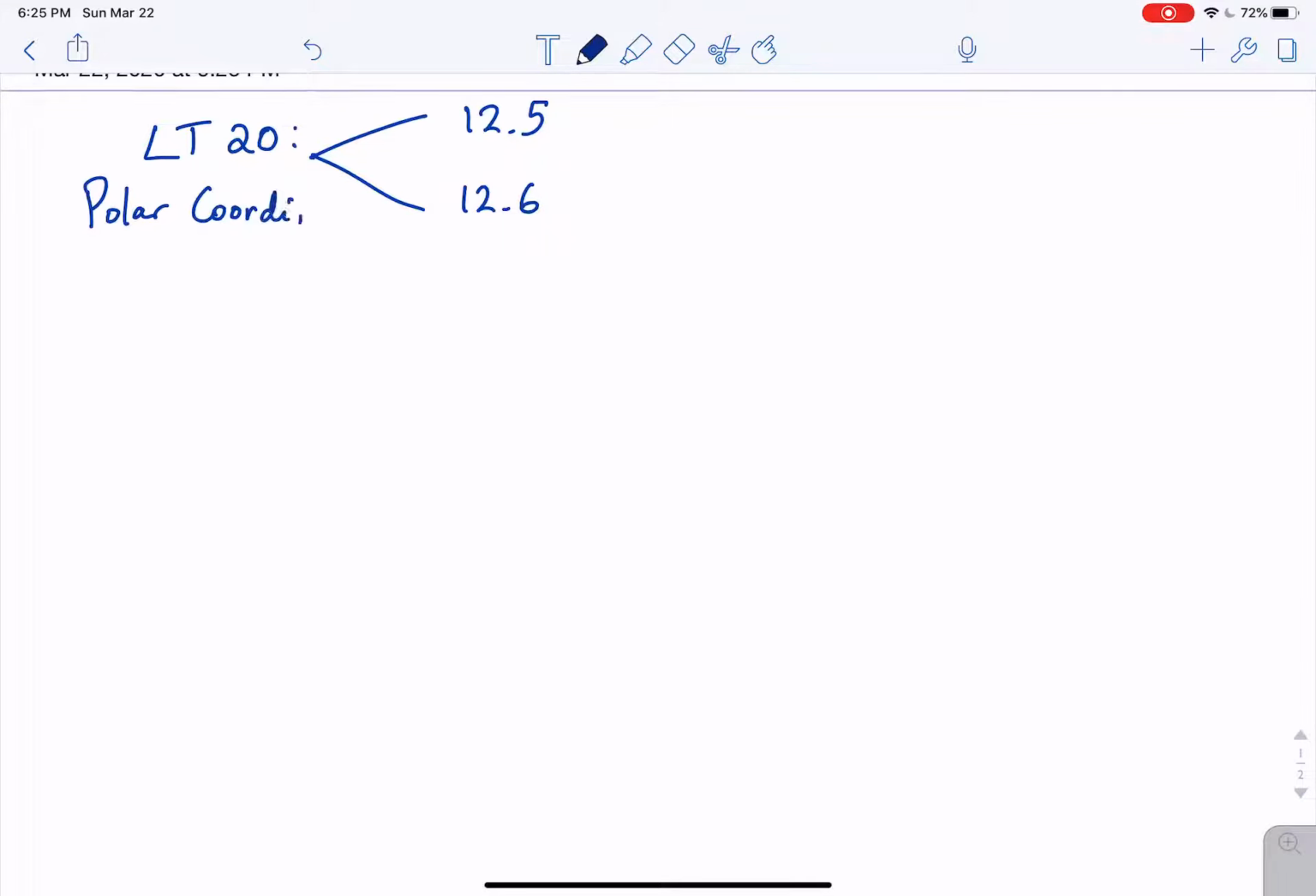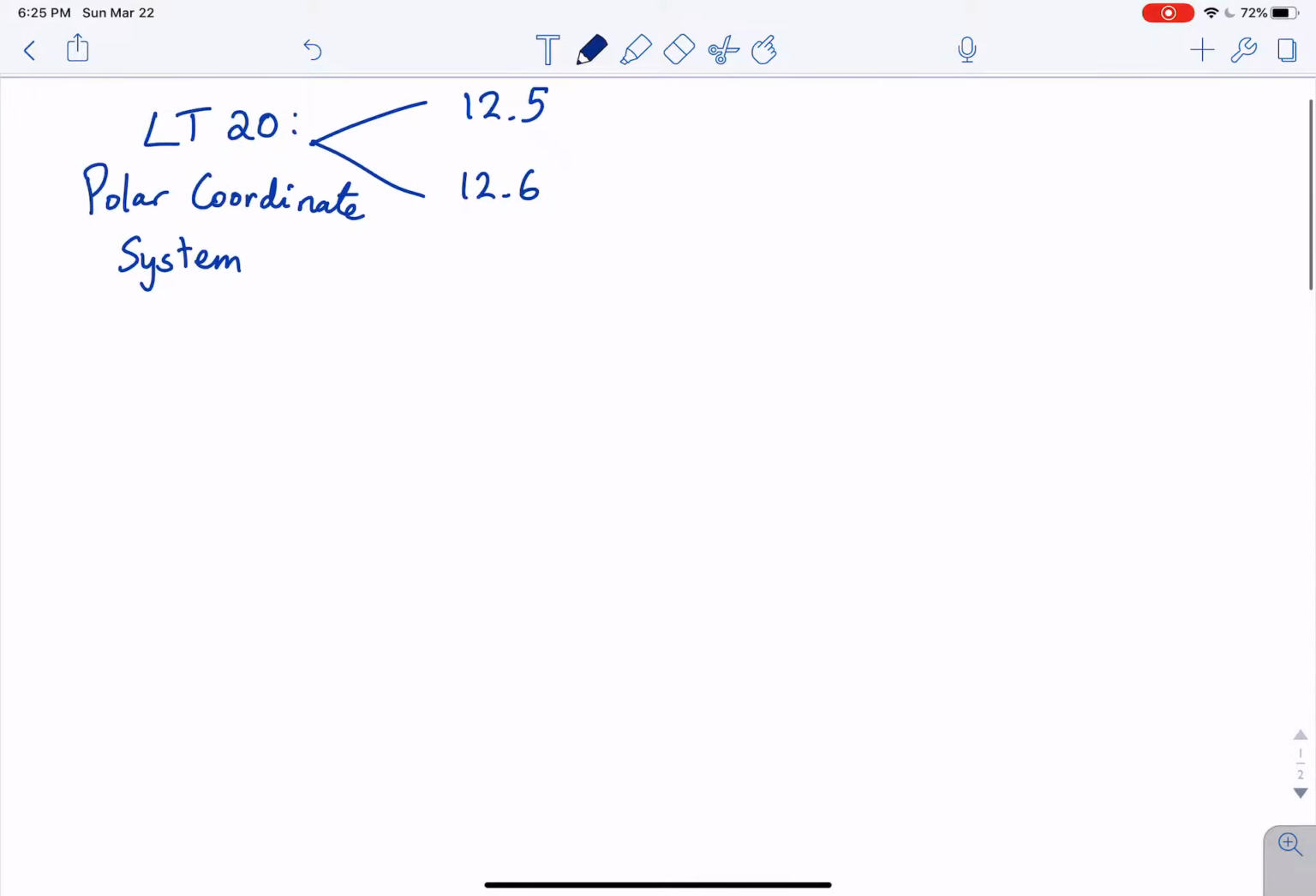Hello. So this week we're gonna do Learning Target 20. And this is broken up into two sections. So we're gonna do section 12.5 and 12.6. And the main theme of this is looking at the polar coordinate system. So in 12.5, that's all about polar coordinates. And then in 12.6, we're going to do a lot of graphing polar equations.